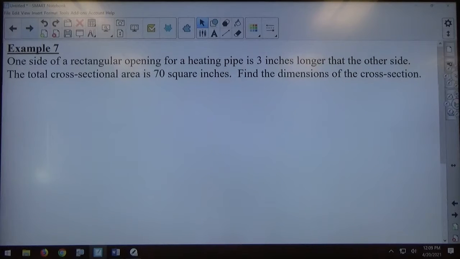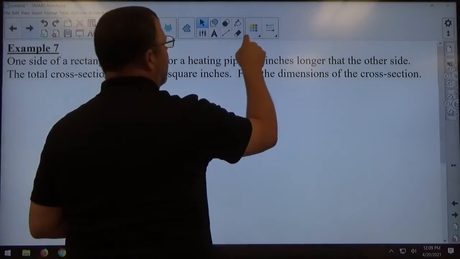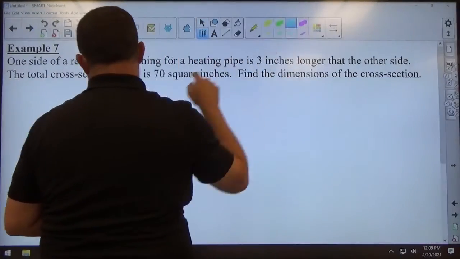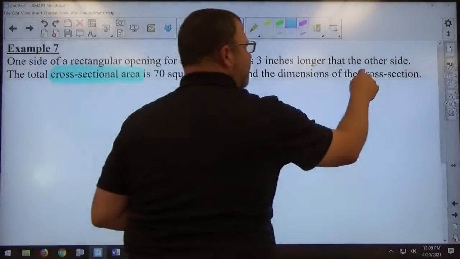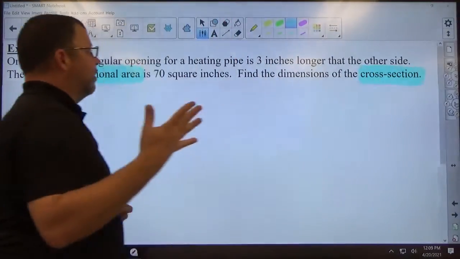Example 7: one side of a rectangular opening for a heating pipe is 3 inches longer than the other side. The total cross-sectional area is 70 square inches. Find the dimensions of the cross-section. They do a lot of cross-sections in this part of the book. When you see a cross-sectional area or a cross-section, you've all seen heating pipe, right?